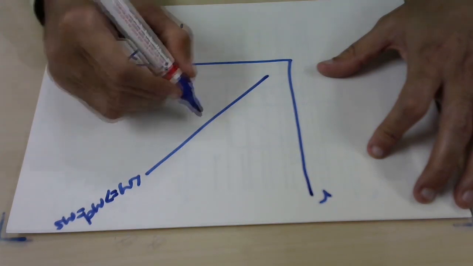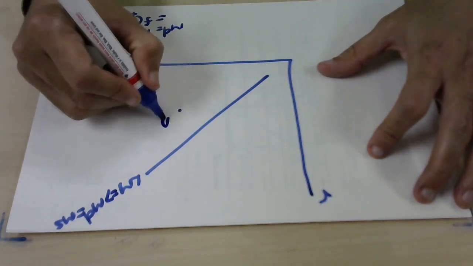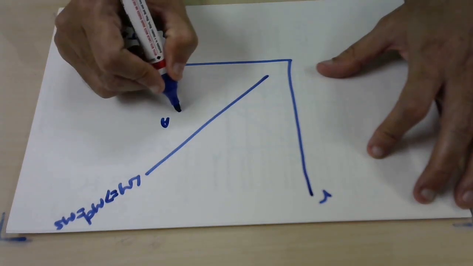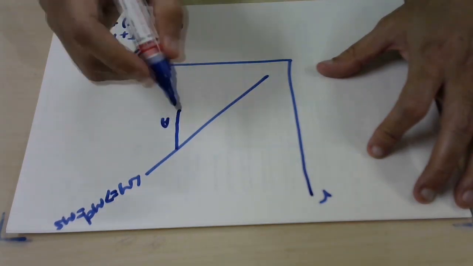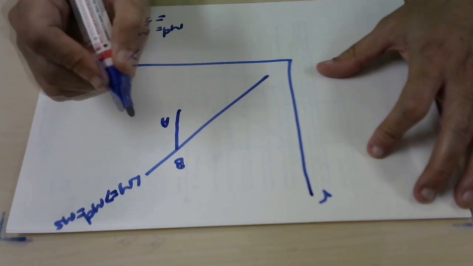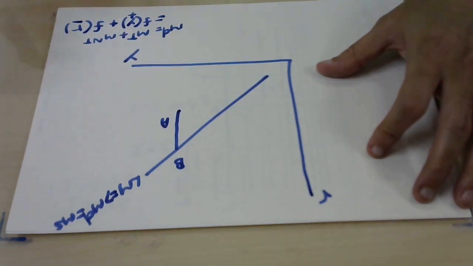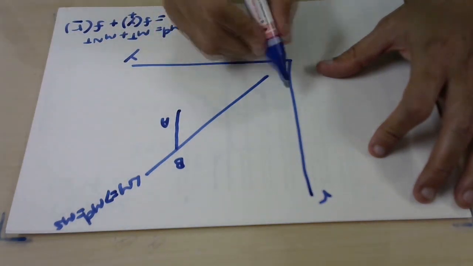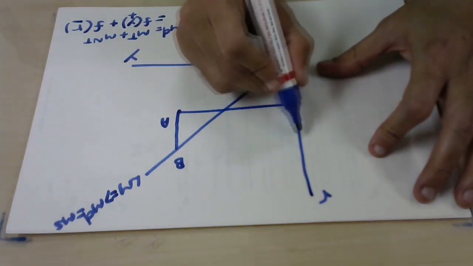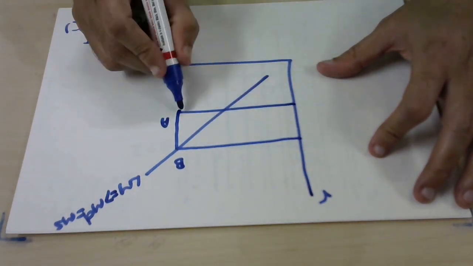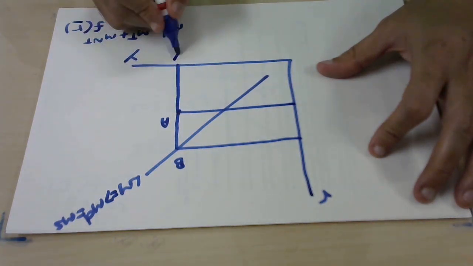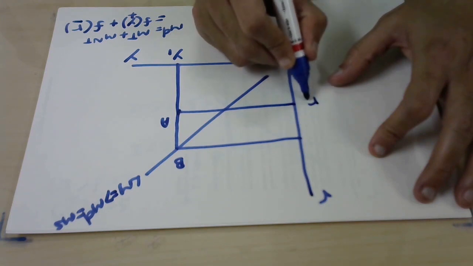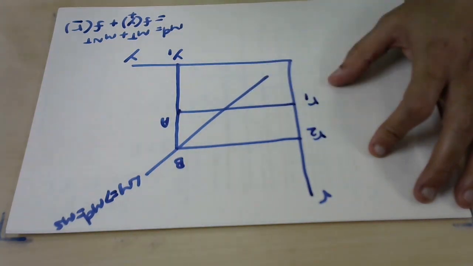So if I consider a point like A to the right of the LM curve, I can see what is happening at A if I consider a point on the LM curve with reference to point A on the vertical axis. Both A and B, if you see, are representing the same level of income, but A corresponds to a relatively lower interest rate compared to B.